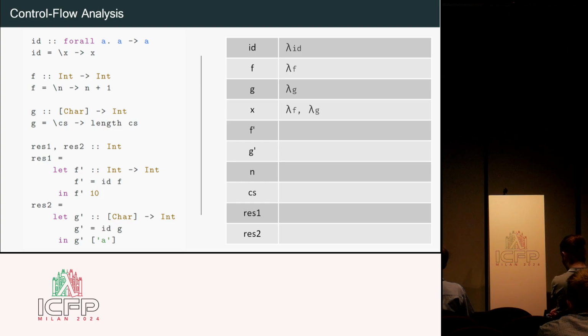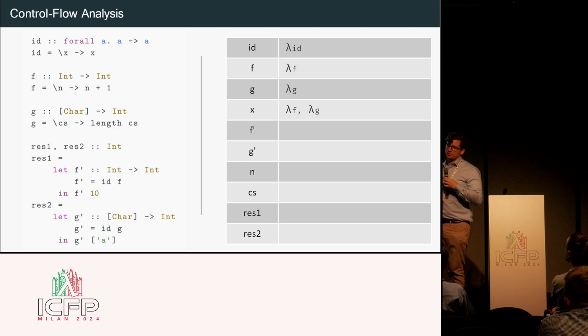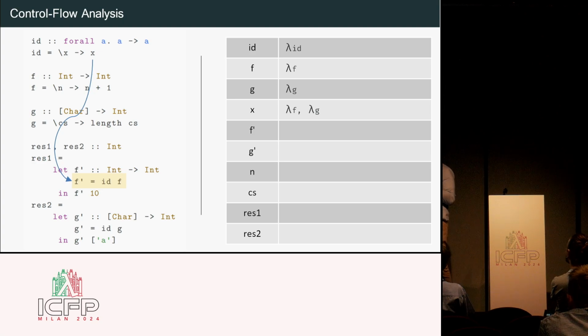Then we know that the result of the identity function flows into f prime and g prime here. And we know that x is going to be the result of ID. So we can say, OK, the result of ID flows into this variable here, so we can copy over the lambdas. And immediately you can see that we are over-approximating, because when you really execute this program, you don't get this behavior.